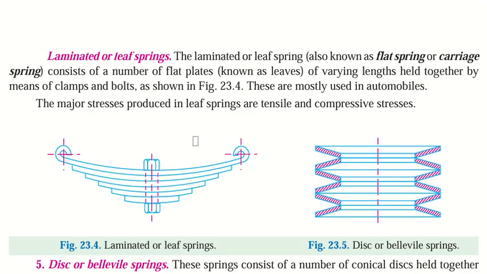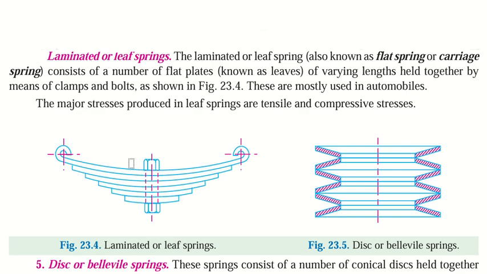Next is the laminate or leaf spring, and these are mostly used in automobiles. You have often seen large trucks or large automobiles using this type of spring. It is also called a flat spring or carriage spring, and it consists of a number of flat plates. There would be successive tension and compression. When it is loaded, it has compression, and you will see an up and down motion.